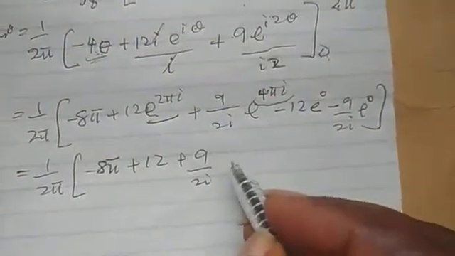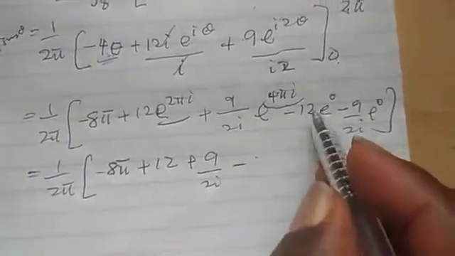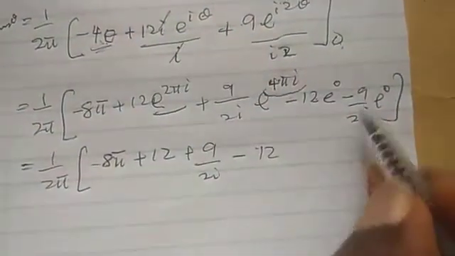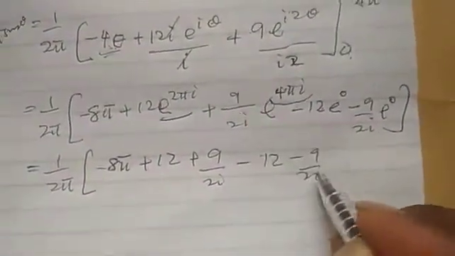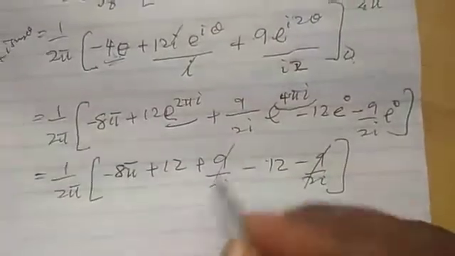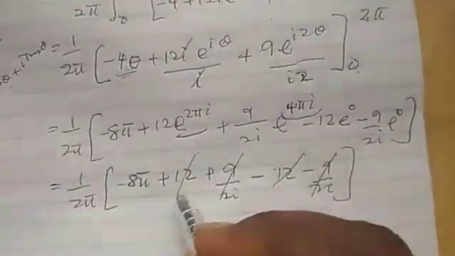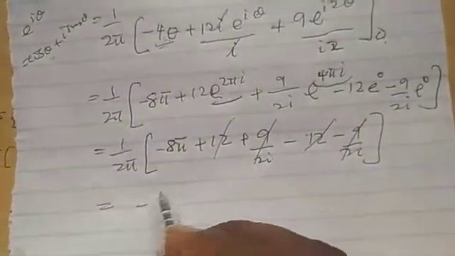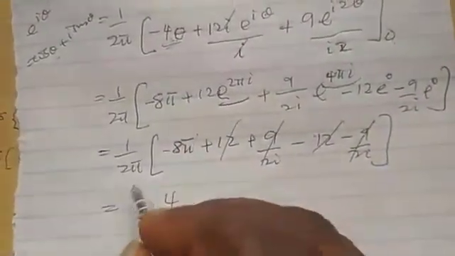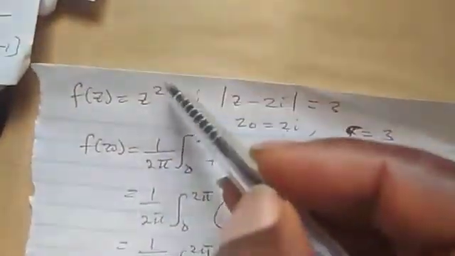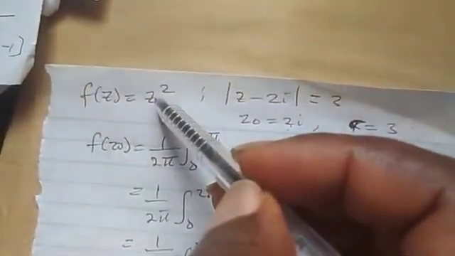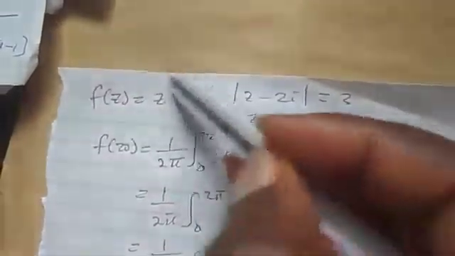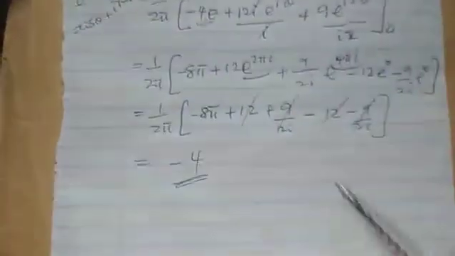This is minus, this will give me 12. This is minus 9 over 2i. 9 over 2i is gone. 12 is gone. What we are going to have left is simply minus 4, because pi cancels pi. So in that case, minus 4 is the mean of values of this. And we have found it. So minus 4 is our answer.